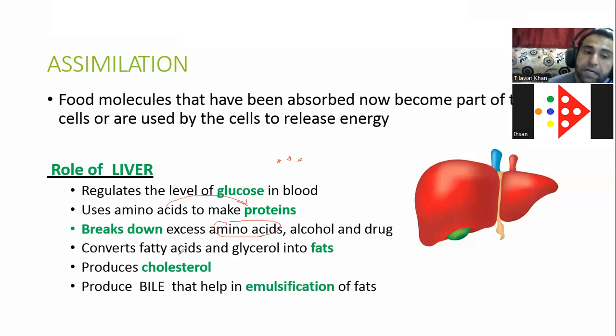In liver, conversion of fatty acid and glycerol to fats. One glycerol and 3 fatty acids convert to fats. Liver forms cholesterol because cholesterol is also an important part of your body, such as cholesterol is found in your cell membrane. Yeah. Liver also forms what? Bile, and the bile function is emulsification, as I discussed with you right now. Got it? Yeah. So these are the roles of liver.